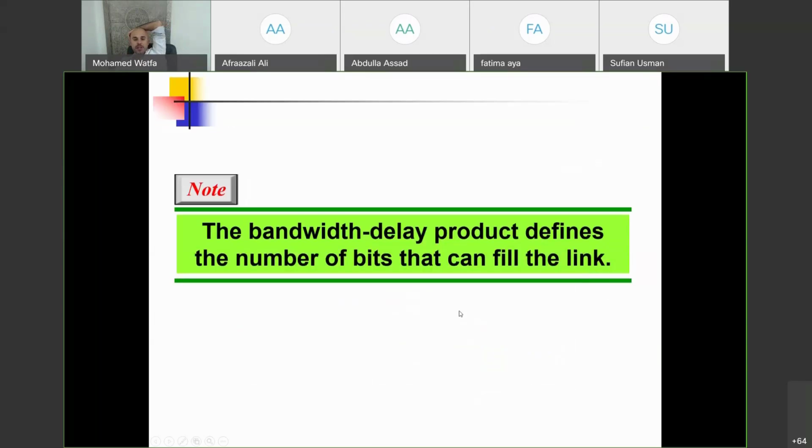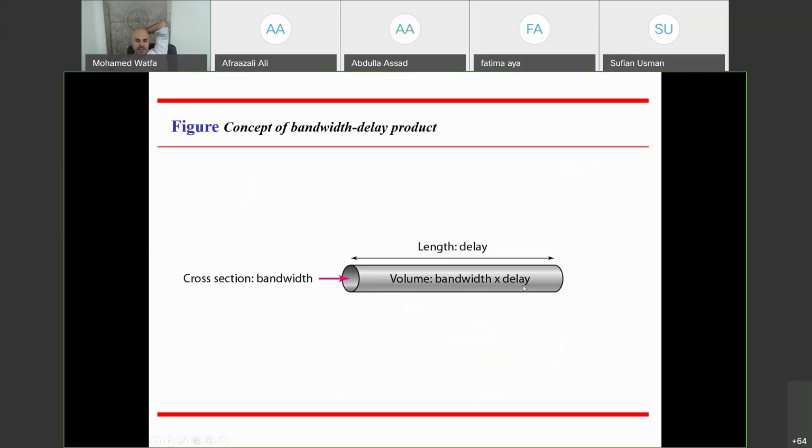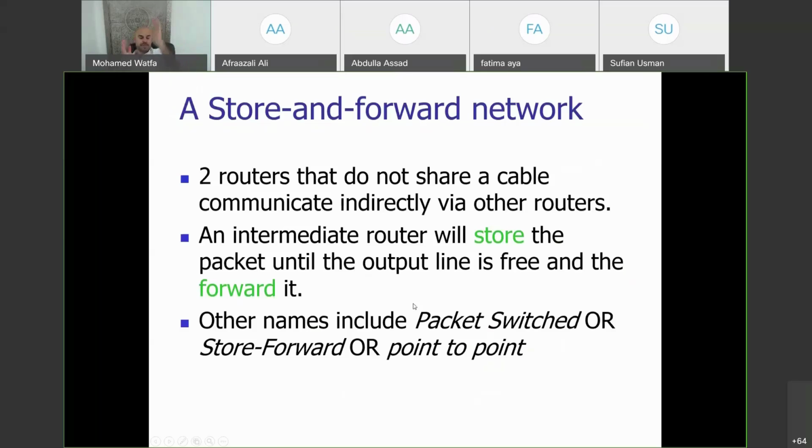Okay. So that's what we call the bandwidth delay product. It defines the number of bits that can fill the pipe or fill the link. This is the volume, as I said: length times cross section, you can see it defines that. Okay, finally, the last part of today is we're going to put everything together.